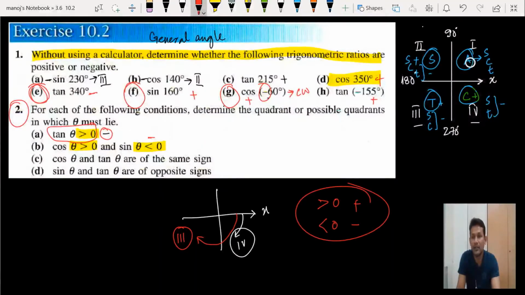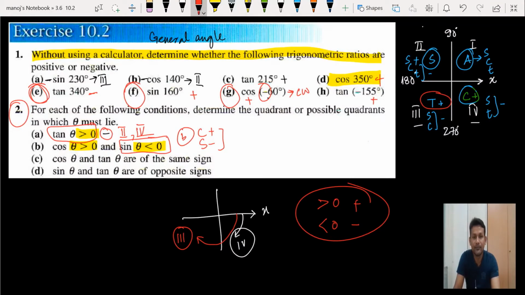You can see here tan is negative in the second quadrant, also in the fourth quadrant. In the third, tan is positive. Here you can see tan is positive. Okay. Cos theta greater than 0 is positive and sine is negative. Sine negative and cos positive. Cos is positive and sine is negative. In which quadrant?